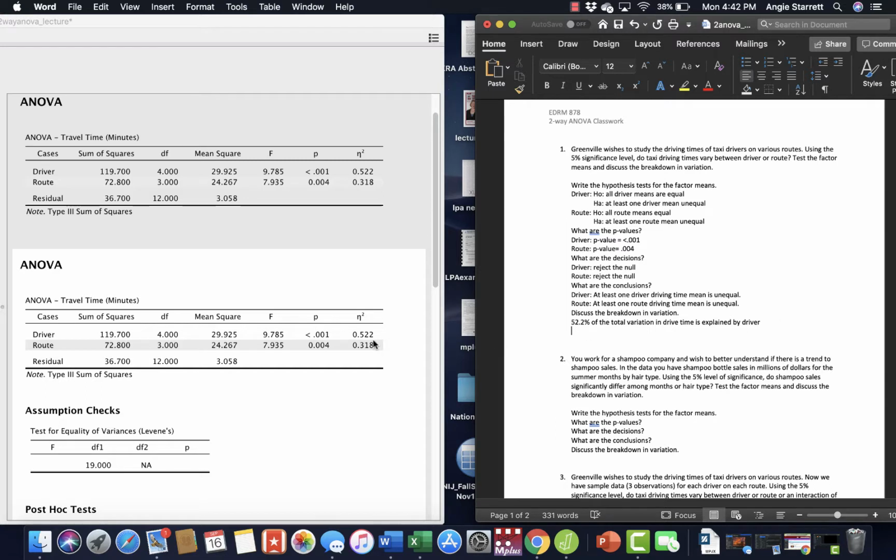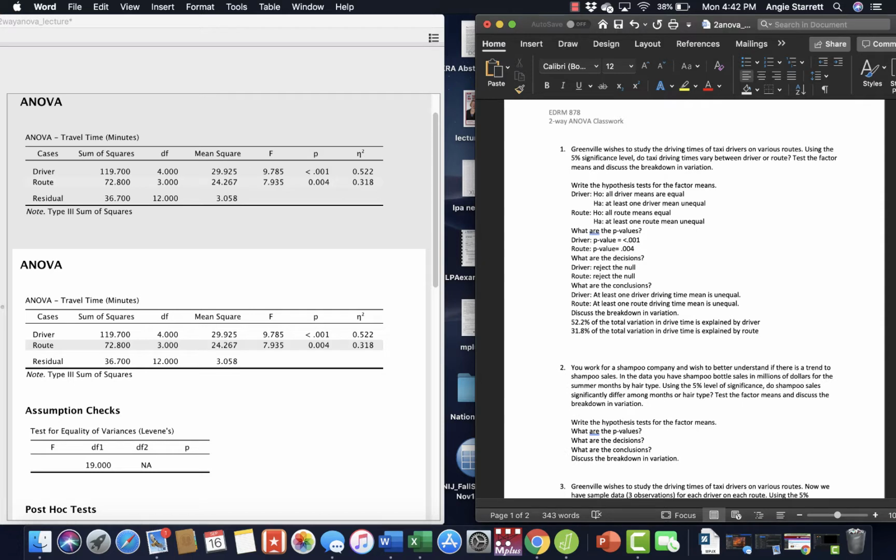All right, and look at our eta squared for route, and we get 0.318, so 31.8% of the total variation in drive time is explained by route.